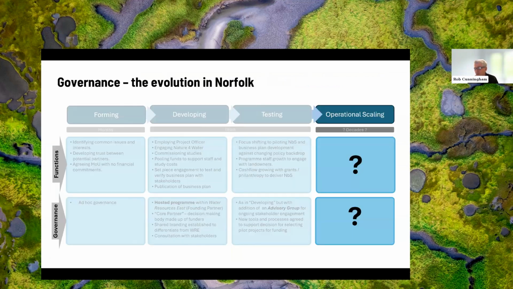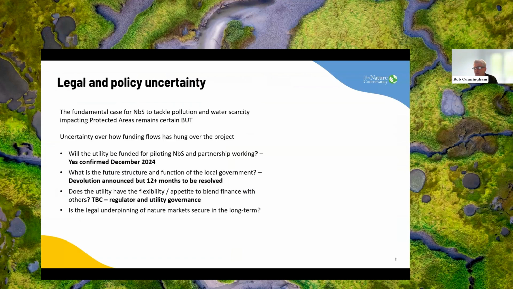I'd love to be able to tell you what we're going to look like when we go operational. Our business plan envisages a £30 million investment program. That is going to be 20 times what we've turned over already. It wouldn't be a scale at which Water Resources East would be comfortable hosting. But we are operating in a zone of huge legal and policy uncertainty. What we know is the fundamental case for NBS remains sound. We know that to tackle the issues, we need nature-based solutions.